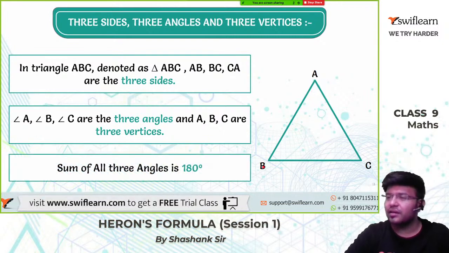The sum of interior angles of a triangle is equal to 180 degrees. No matter what type of triangle it is, maybe equilateral, isosceles, scalene, right angle triangle, or any triangle, the sum of all three angles will be equal to 180 degrees.